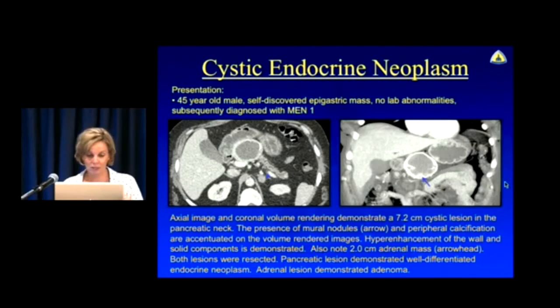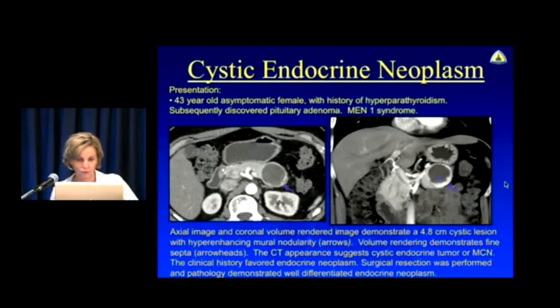So this is pretty big. It was 7 centimeters in the pancreatic neck region, with mural nodules, peripheral calcification, and hyper enhancement of the wall. So that's very, very characteristic. Here's another patient, 43-year-old, asymptomatic. She had MEN1. You have to be on the lookout for those. Almost a 5-centimeter lesion, very complicated, right? You can see there's mural thickening, so that's a bad feature. You're going to be worried about a mucinous cystic neoplasm, but because of the degree of enhancement, you should suggest that it's going to be a cystic endocrine neoplasm more likely than a mucinous cystic neoplasm. Both of them are going to be resected, so pathology can sort it all out for you.